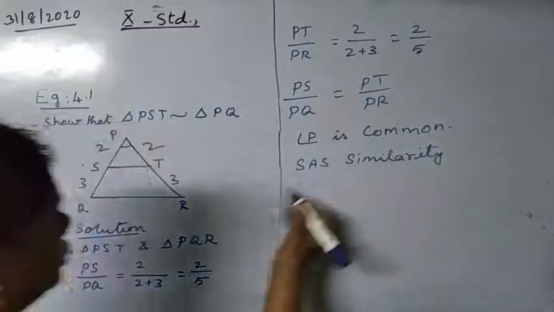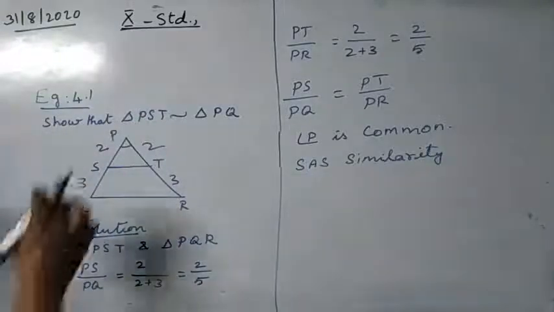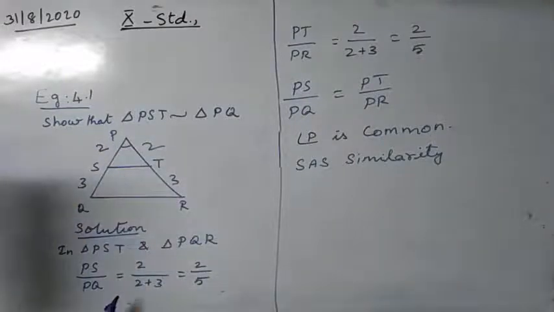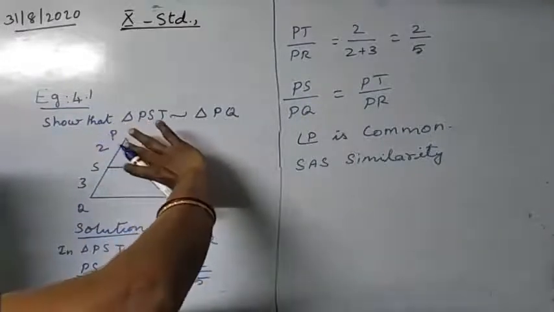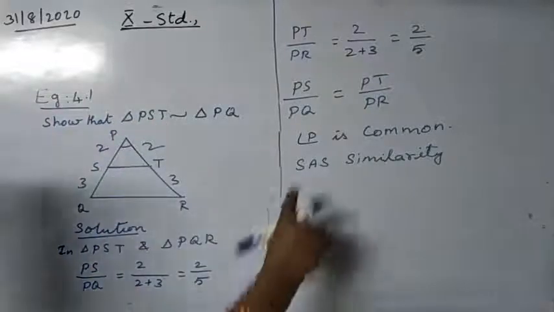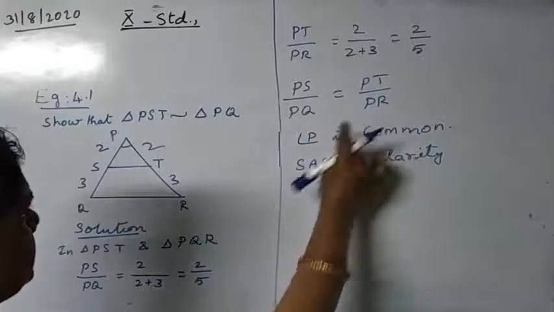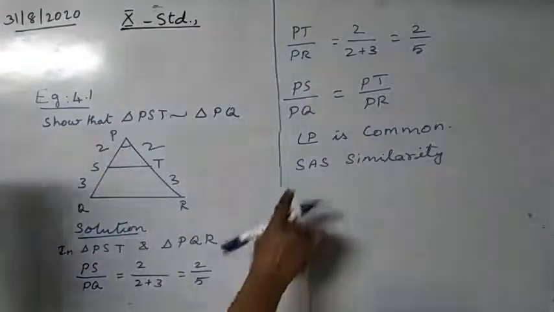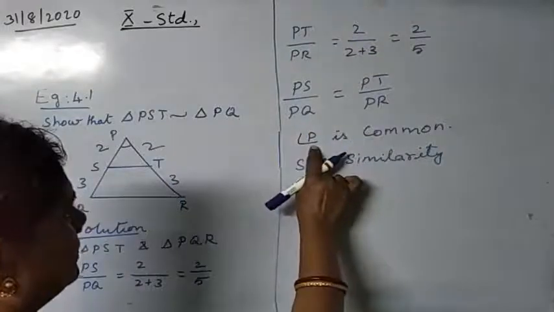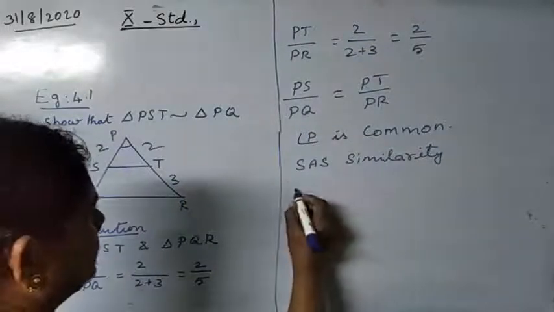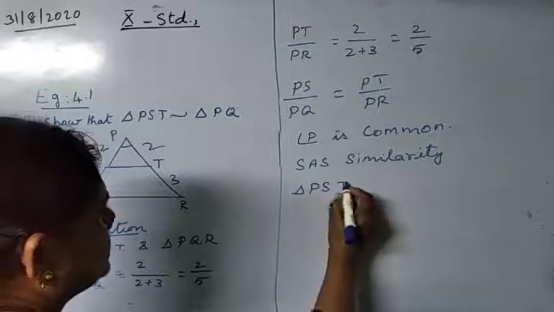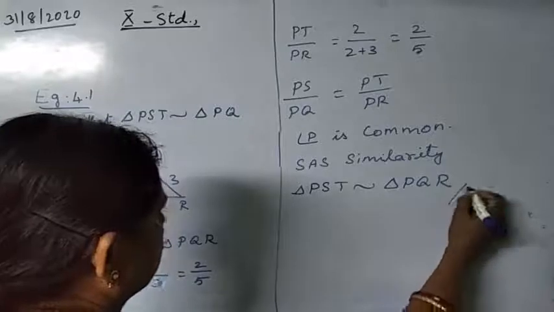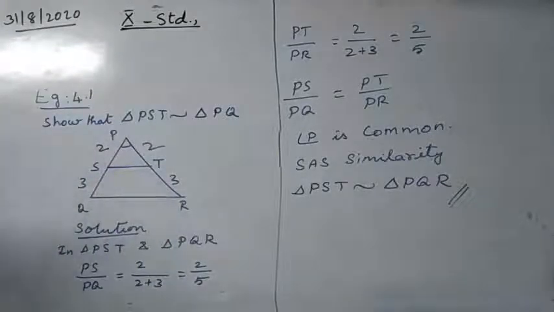When two sides are proportional and one angle is equal, PS in PST and PQ in PQR are proportional. In the same way, PT in PST and PR in PQR are proportional. So we get these two sides proportional, and angle P is common for both triangles. So that is SAS similarity. Therefore, triangle PST is similar to triangle PQR. So now example 4.2.